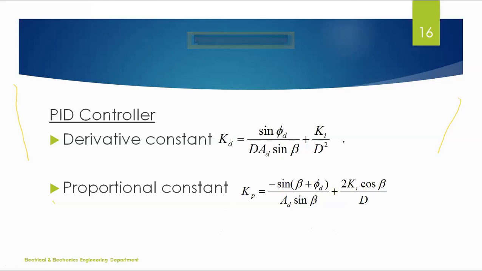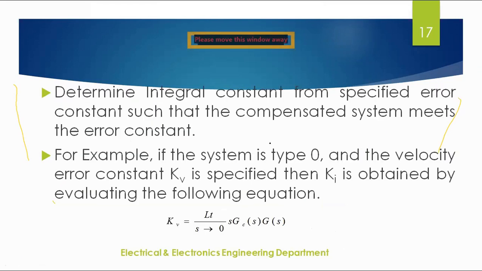That formula is there. So before calculating KD, we must know about KI. Then how to calculate KI? We have a procedure, so that I determine the integral constant from a specified error constant, that is ESS, the steady state error constant, so that the compensated system meets that error constant.